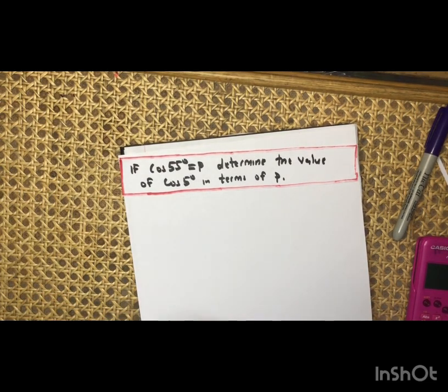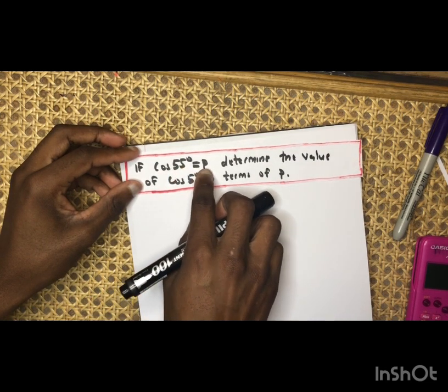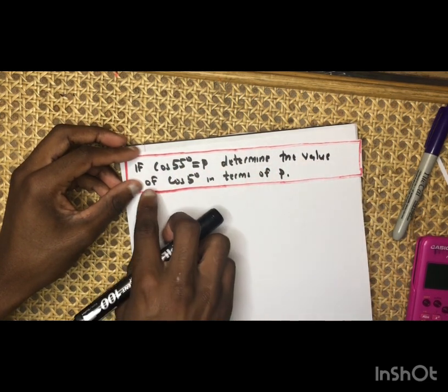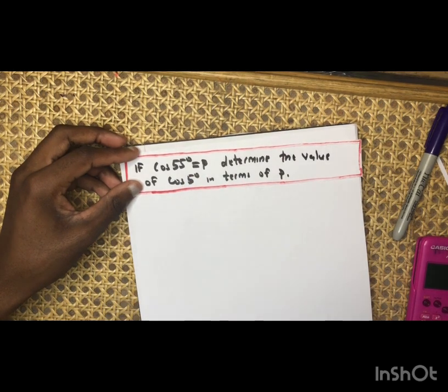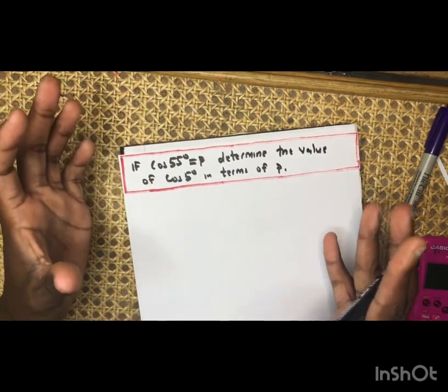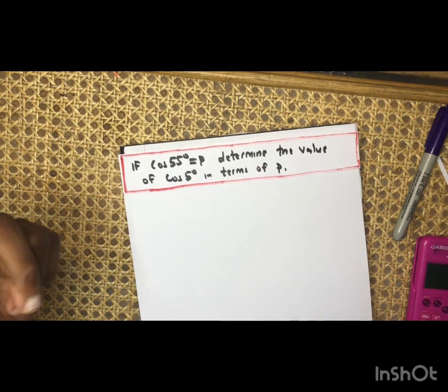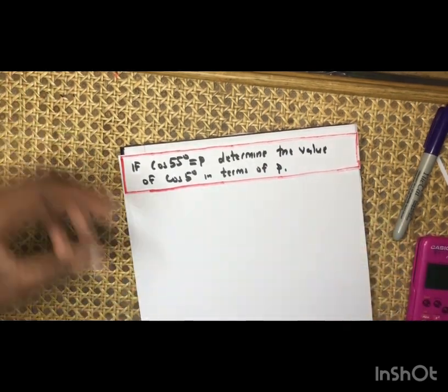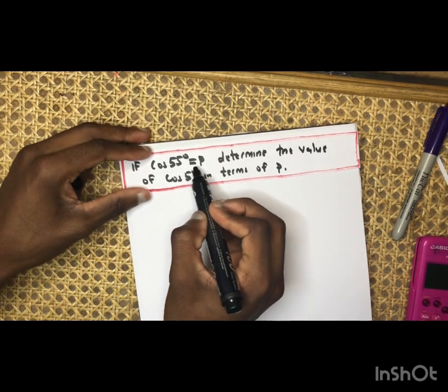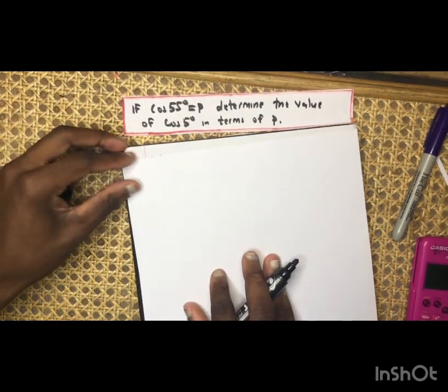This question says if cos 55 degrees is equal to p, determine the value of cos 5 in terms of p. Remember, when you are dealing with trigonometric values represented by letters, you must remember your Pythagoras, your cofunctions, your reduction, your compound angles, and your double angles, obviously. So whenever we're dealing with this, I need to apply Pythagoras first. That's what I need to do.